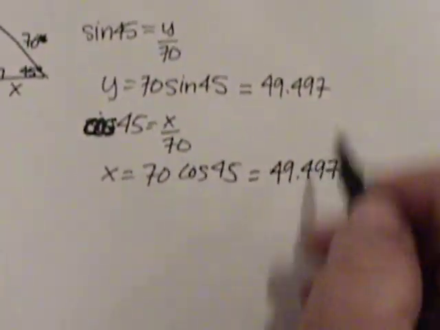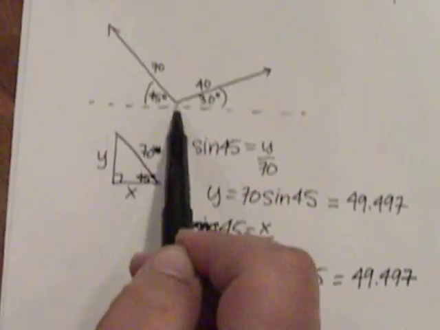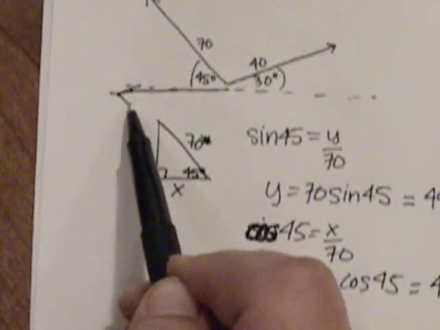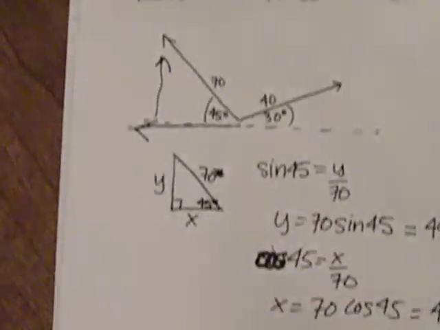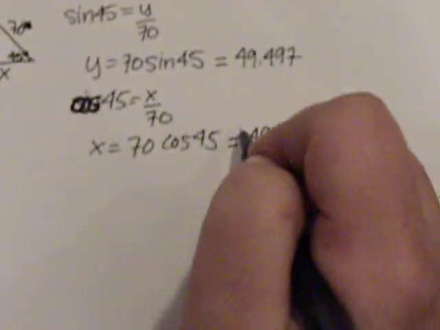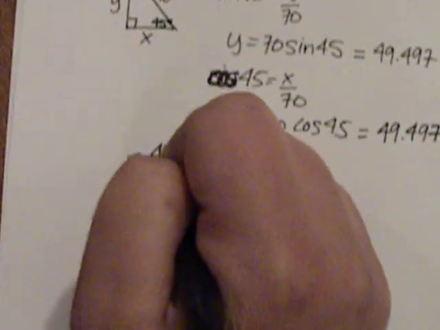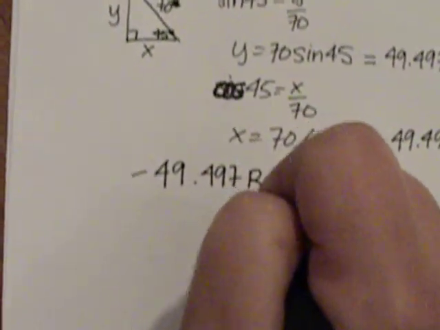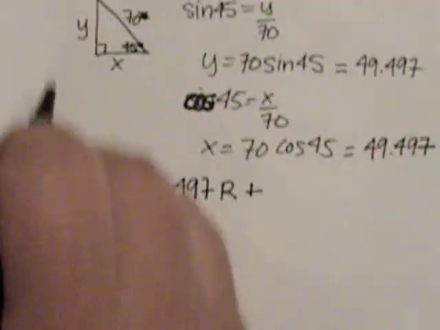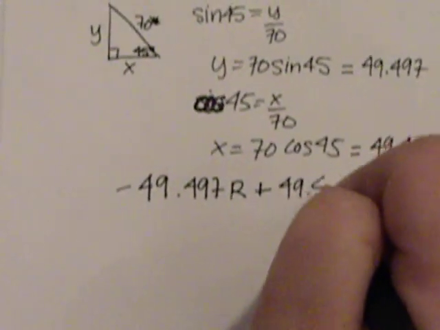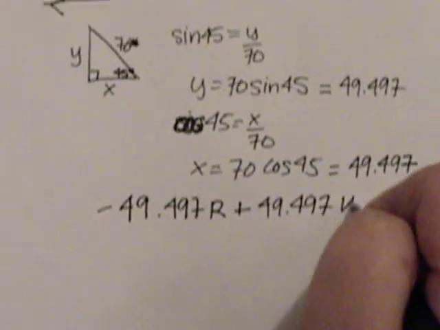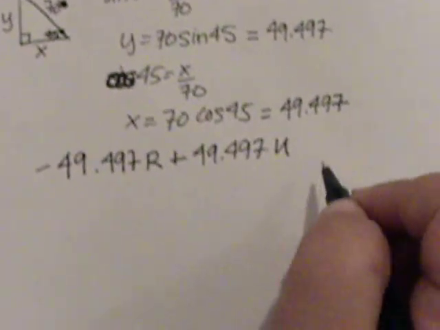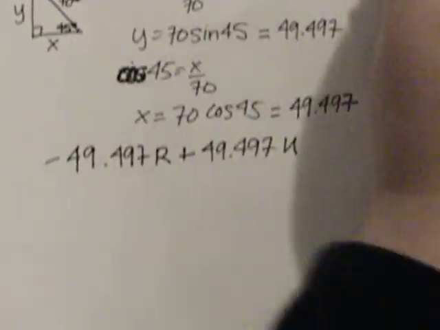Okay, so that's our first triangle. It's going to the left and then it's going up. So the x is actually going to be negative 49.497 r plus 49.497 u. That's our first equation. Now we need to do our second equation.